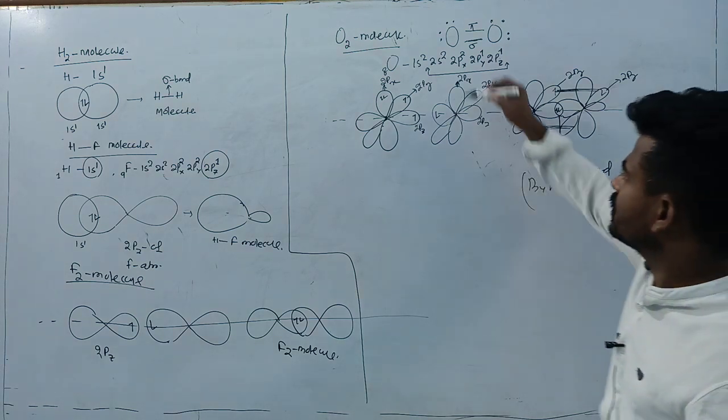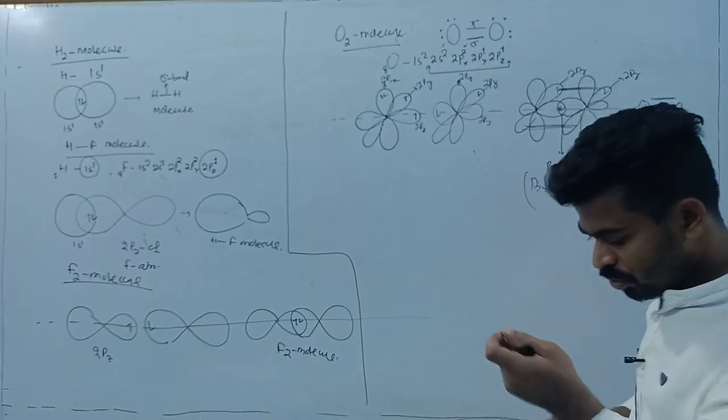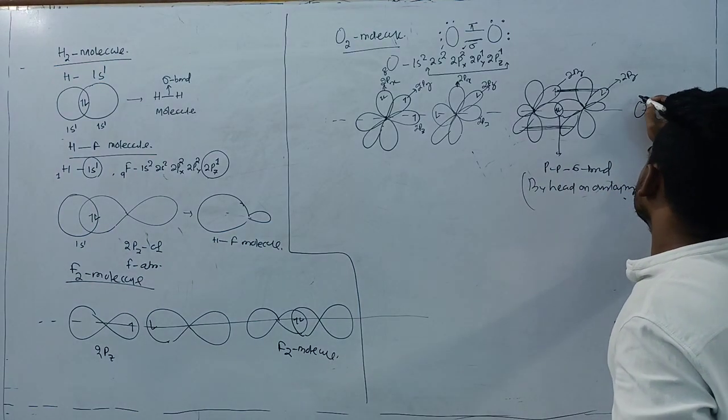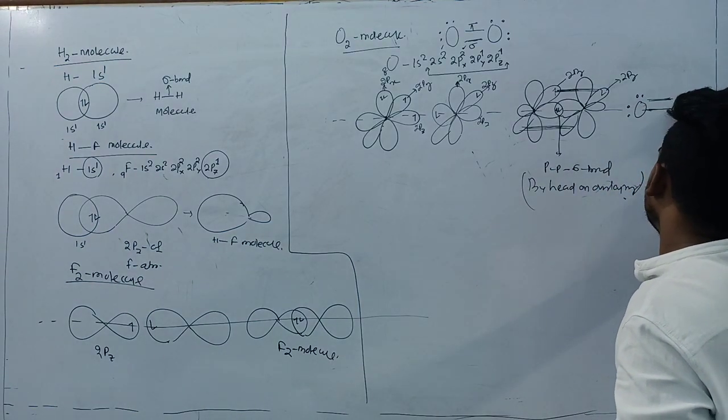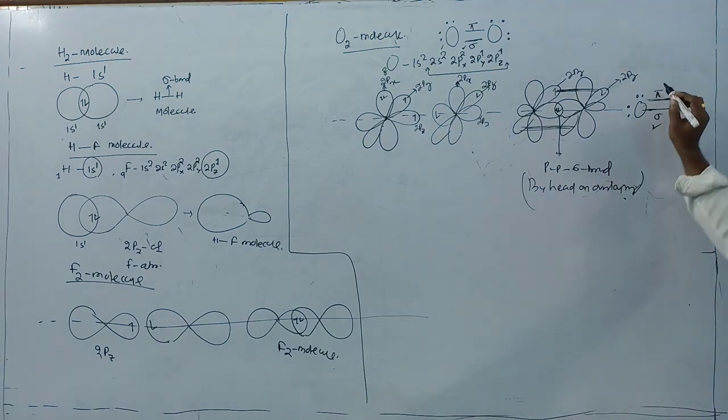And here you see these 2 electrons remain as a lone pair. That means they do not take part in the electron sharing. So the two lone pair electrons are like this and like this. So this is the formation of the O2 molecule. One is sigma, another one is pi.